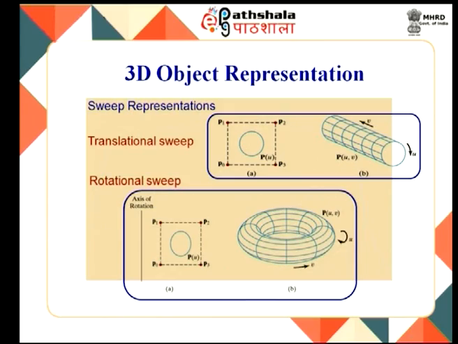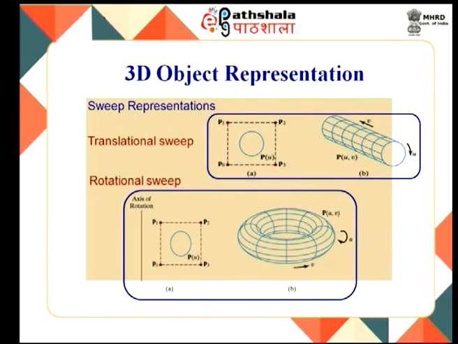With this we will be ending the splines part, and we will be moving further to the next 3D object representation mechanisms, which are sweep representations, constructive solid geometry, and fractals. Let us see what the sweep representation is. A sweep is something like you can have a translational sweep or a rotational sweep. How do you create a 3D object from a 2D object? That is the essence of it.